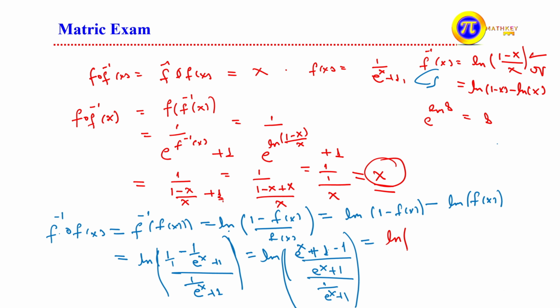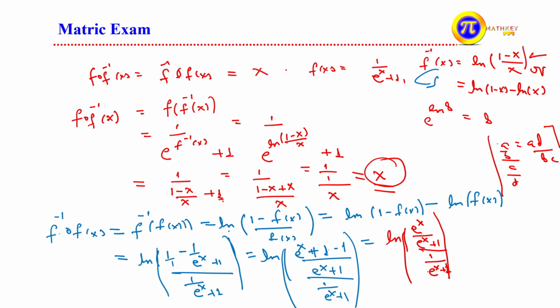ln of e to the power of x over e to the power of x plus 1, over 1 over e to the power of x plus 1. Sorry. We are familiar that if you have a over b over c over d, this is equal to ad over bc. We have such properties.